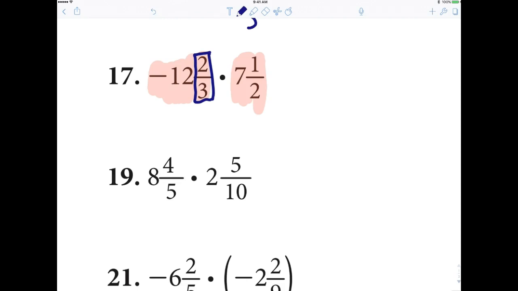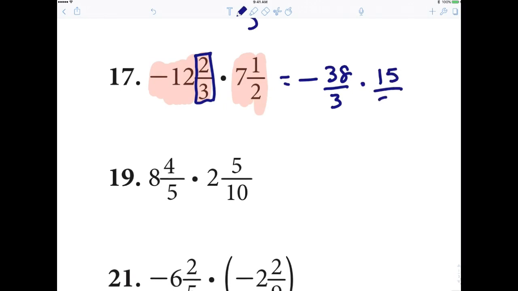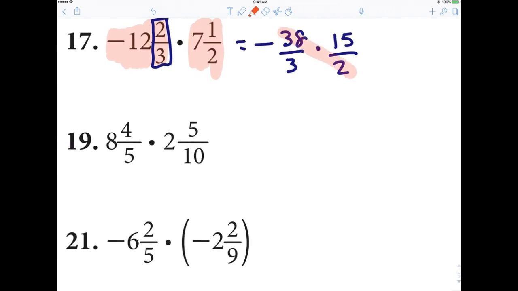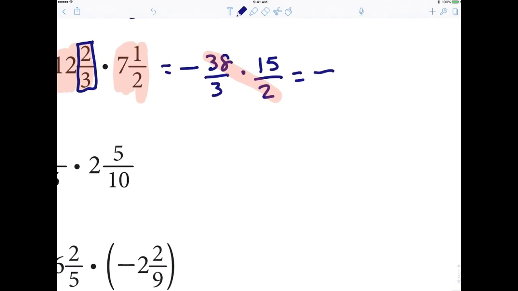So 12 2/3 is the same as what? Very good. -38/3 times 15/2. Beautiful. Now the next step is you reduce. I want you to highlight. You're going to reduce these. Now, is the answer positive or negative? Negative. It's going to be negative.